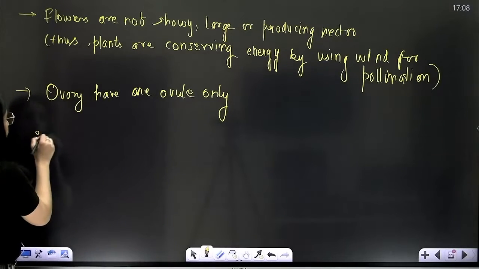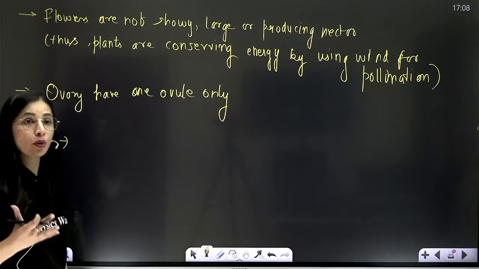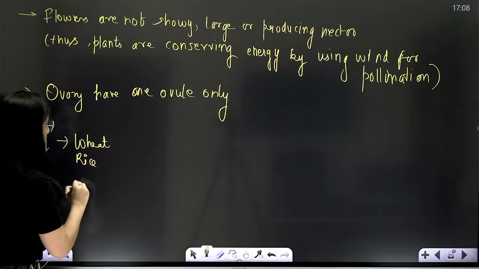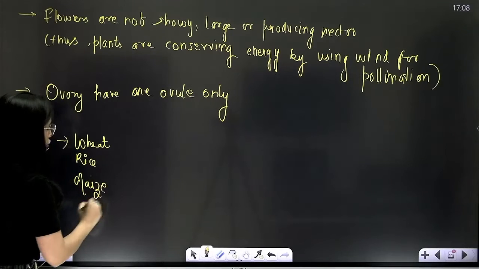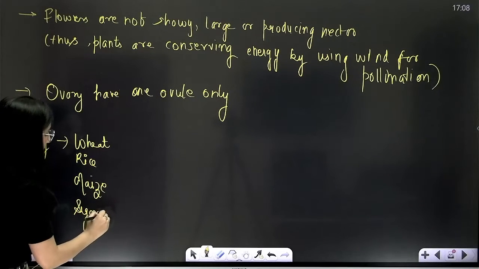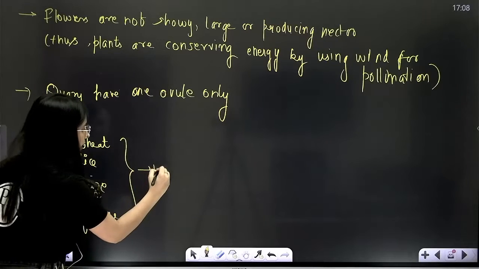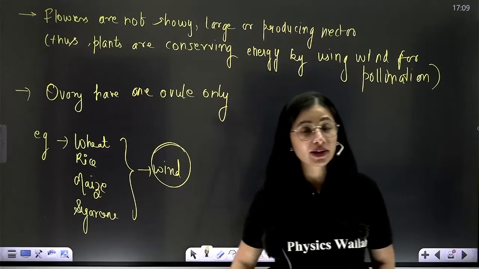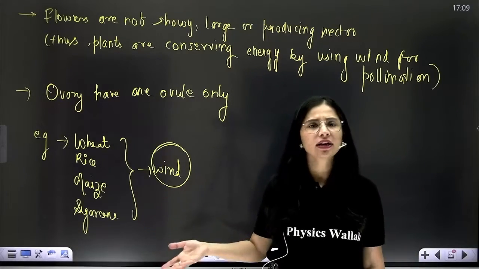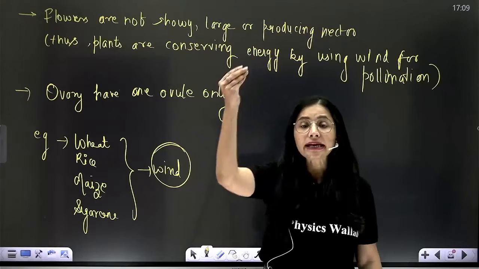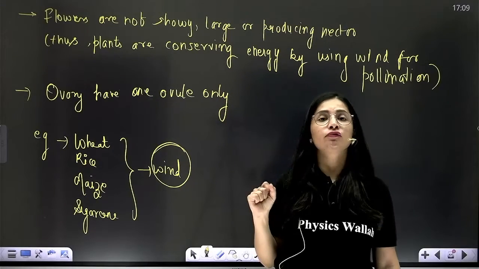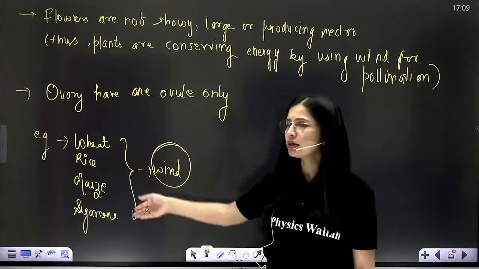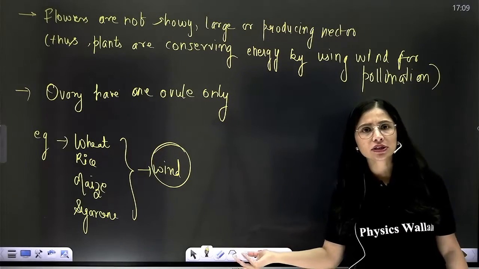Some examples of wind pollinating flowers are the members of the Poaceae family: wheat, rice, maize, sugarcane. All these are pollinated by wind, which is one of the most commonly used abiotic agents. That's why you see the flowers of rice and wheat are not attractive, not showy, but they are well exposed. They are born in compact inflorescence. No scent is there like in rose. Why? Because they are pollinated simply by wind. They don't want such features.